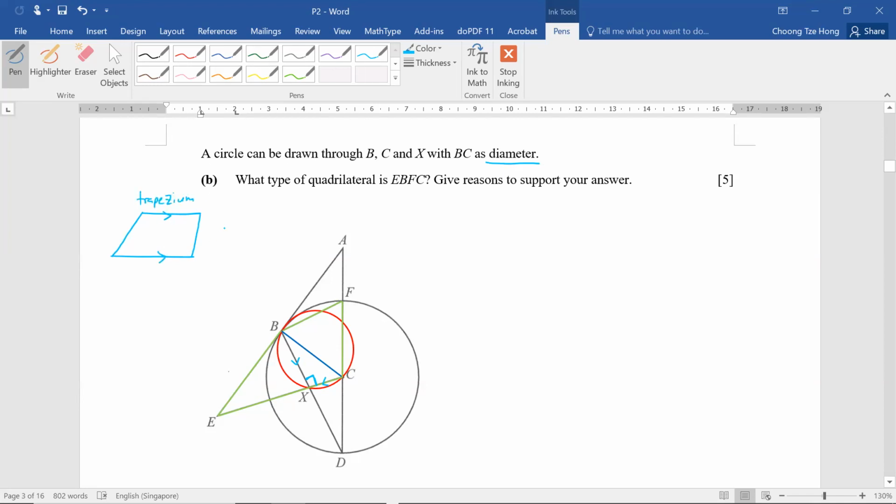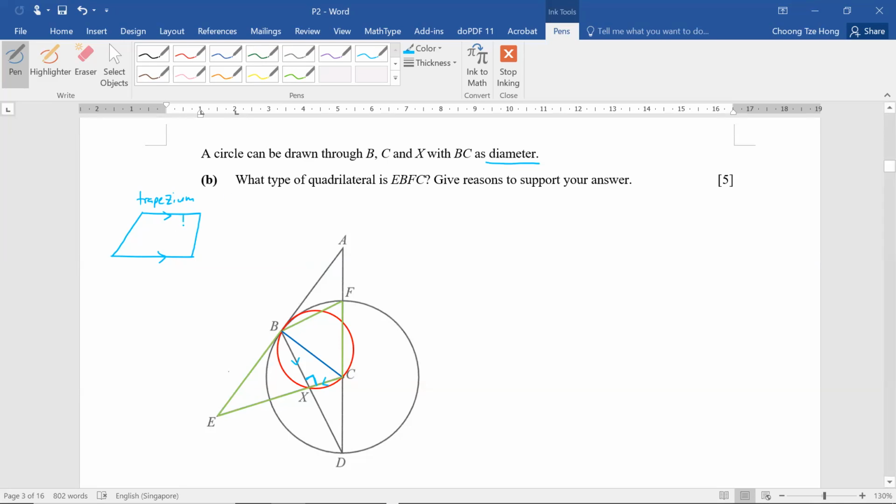So maybe I can think about this. If you look at this quadrilateral, it's definitely not a square, not a rectangle, and not a parallelogram. It also doesn't really look like a kite. It looks a bit like a kite, but the length EB looks a bit shorter than the length EC. So what you can zoom in on will be a trapezium, with one pair of parallel sides.